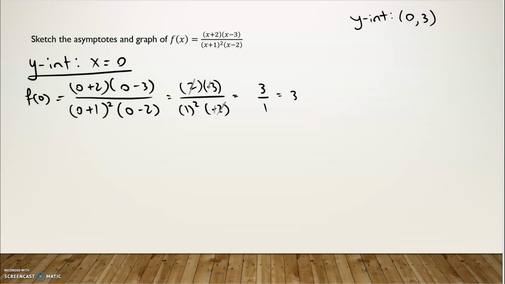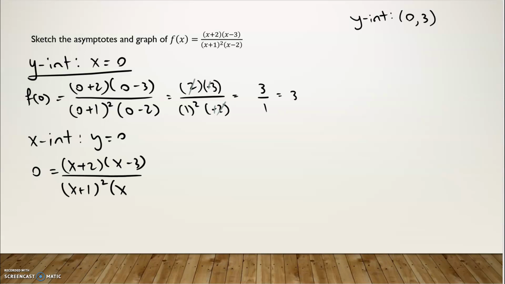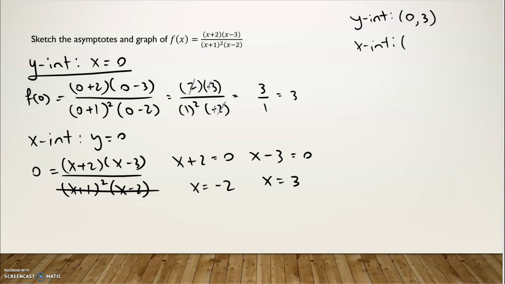And then let's find the x-intercepts. So y is equal to 0. So 0 is equal to (x plus 2)(x minus 3) over (x plus 1) squared (x minus 2). Remember, we don't care about the bottom. So the top is going to be x plus 2 equal to 0, x minus 3 equal to 0. So x equals negative 2, x equals positive 3. So that means the x-intercepts are (negative 2, 0) and (3, 0).